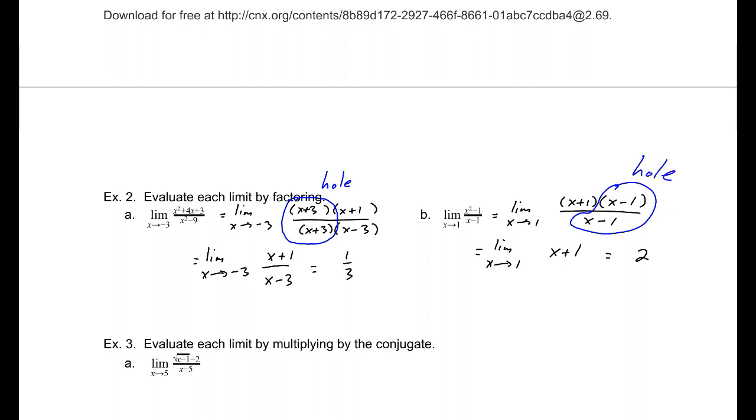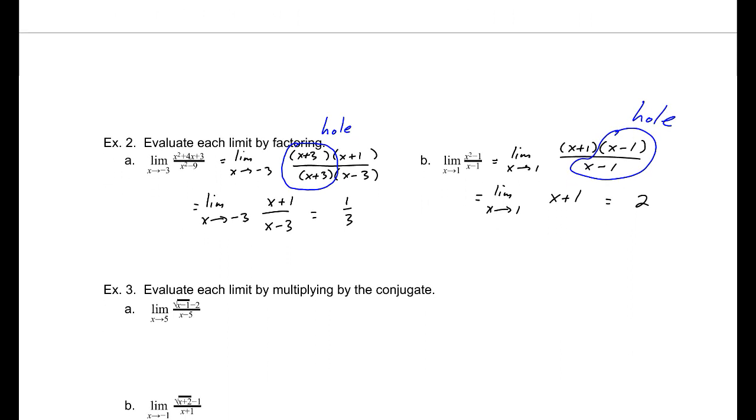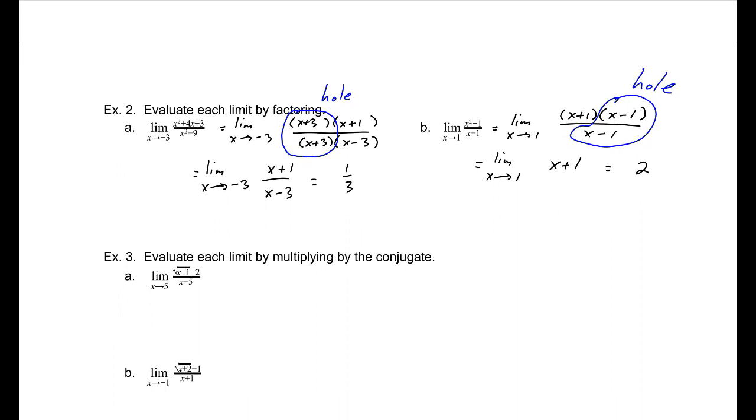All right, so factoring is one trick we can sort of pull. The next is multiplying by the conjugate. All right. So examine plugging in 5. That's always a good choice. Okay, try plugging in if you can. Well, the numerator would be square root of 4, 2 minus 2, that's 0 over 0. We cannot plug in 5.